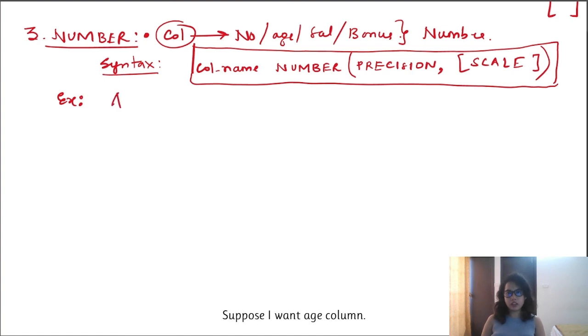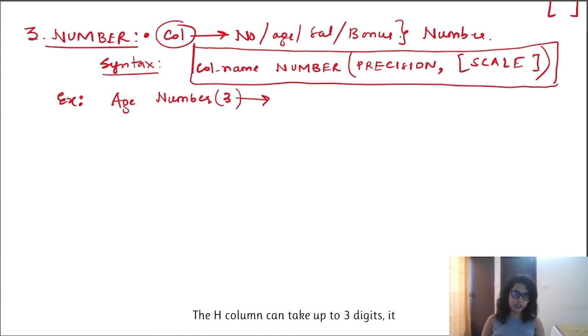Now, suppose I want an age column with number data type, where I mention the precision as 3. What does this mean? Up to 3 digits it can take. The age column can take up to 3 digits, it's 999. But the moment you want to insert a value 1000, it won't take it.